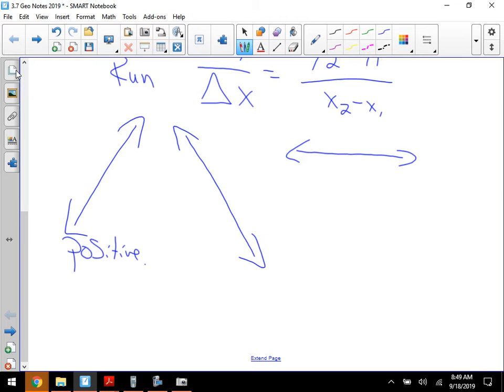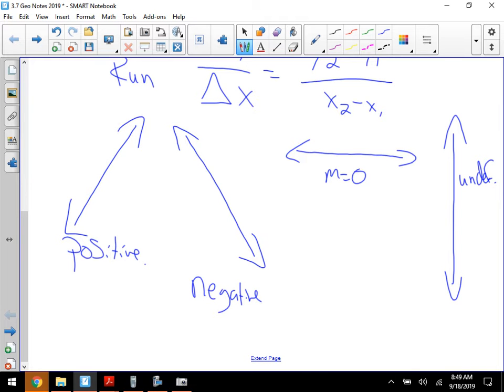If you're down here and you're going up, it's a positive slope. If you're going down, it's a negative slope. If it's a vertical line, it's undefined. If it's a horizontal line, it's a zero slope.